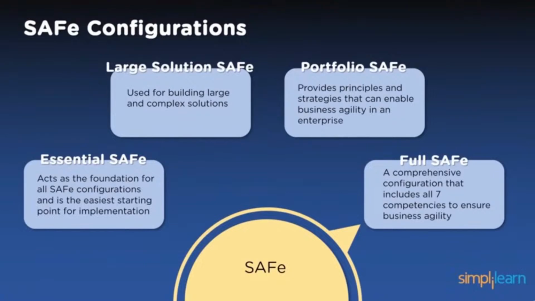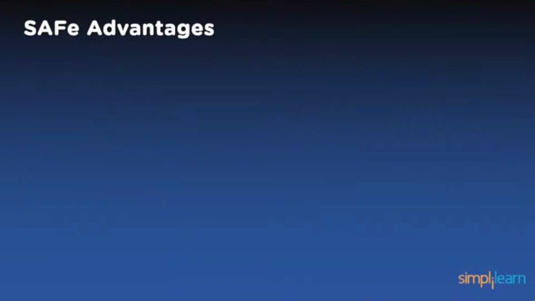Large Solution SAFe is used for building large and complex solutions, whereas Portfolio SAFe provides principles and strategies that can enable business agility in an enterprise. So when I say portfolio, it should be understood as the portfolio of an organization as a whole: the service portfolio, the product portfolio, the business portfolio. So understanding of that and complementing it is very essential. Full SAFe is a comprehensive configuration that includes all competencies and ensures business agility.